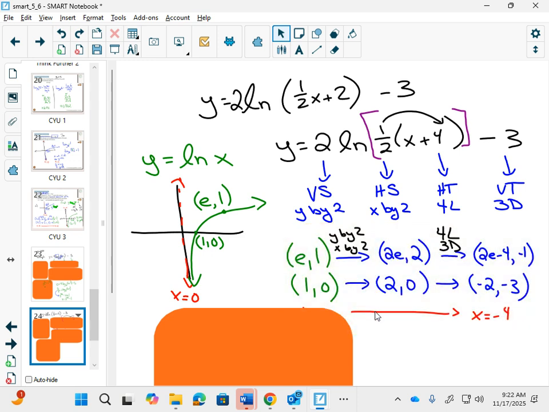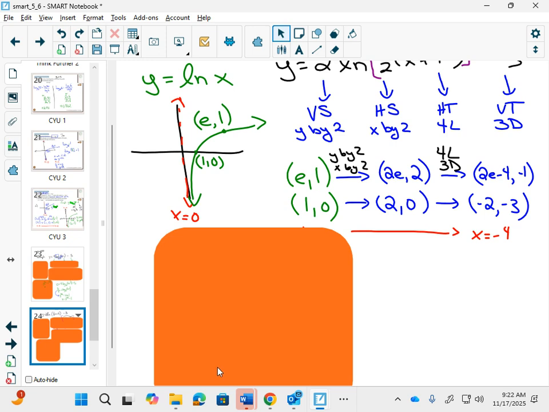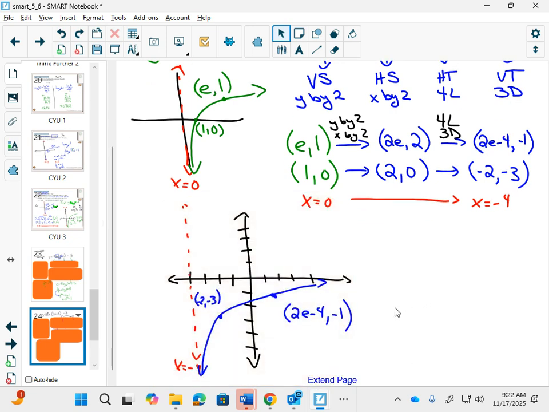I can look at my original points. And with the point e, 1, when you multiply by 2, you get 2e, 2, and then when you subtract 4, you get 2e minus 4. Remember that e is about 2.7. So when you're estimating this in your head, 2 times 2.7 would be 5.4 minus 4, about 1.4. And here our asymptote changes because we go 4 to the left.